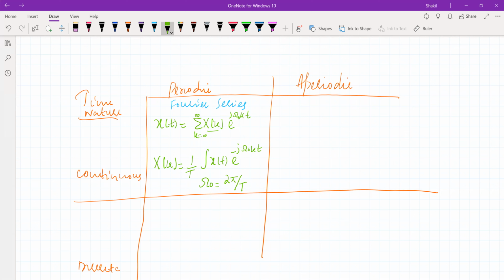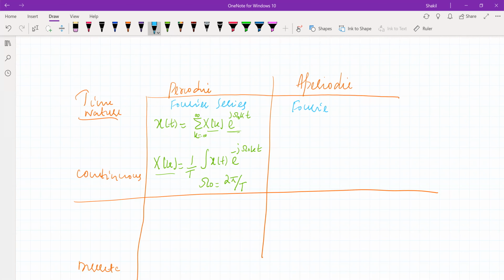Now please don't be afraid of this x of k. It simply means the coefficient. When you determine x of k, it tells you how much content of this complex sinusoid is contained in that signal. Now, if it is continuous but aperiodic, this is referred to as the Fourier transform.